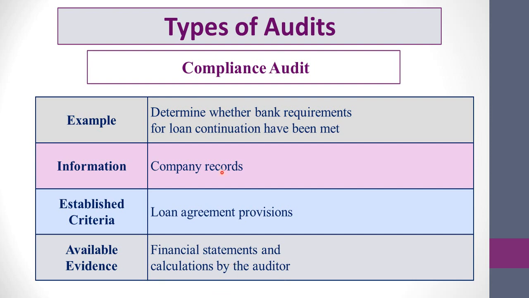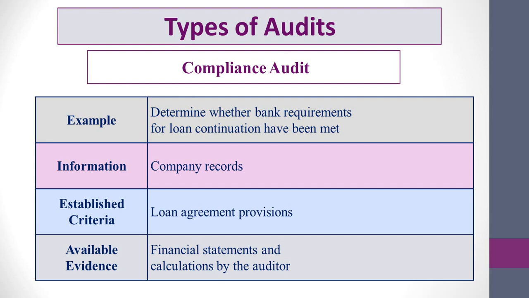What kind of information should be available to be compared with the established criteria is going to be company records. Okay, and the established criteria is going to be the loan agreement. So the compliance audit is the second type of audit. Its basic purpose is to be sure that the regulations, rules, procedures and policies are followed.